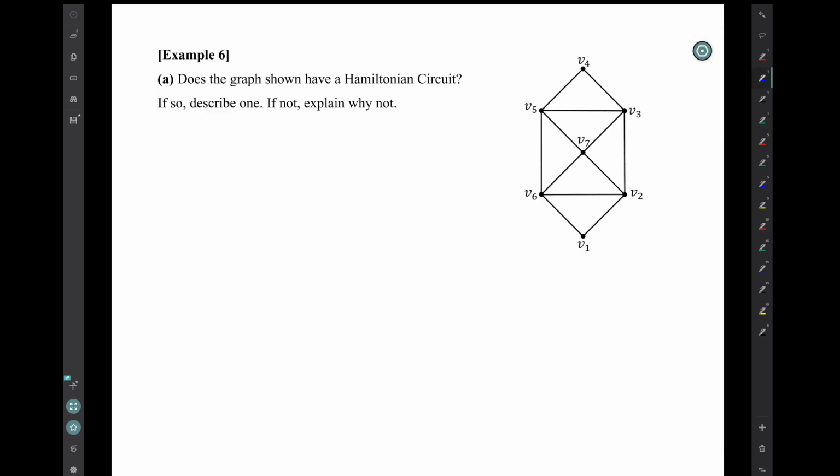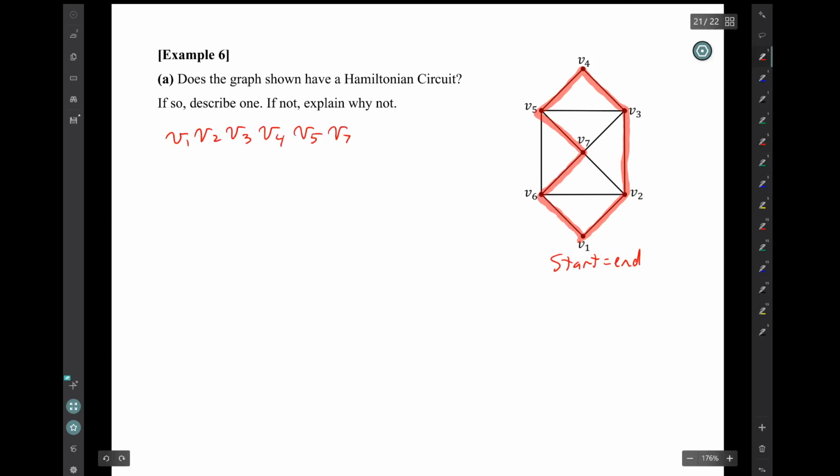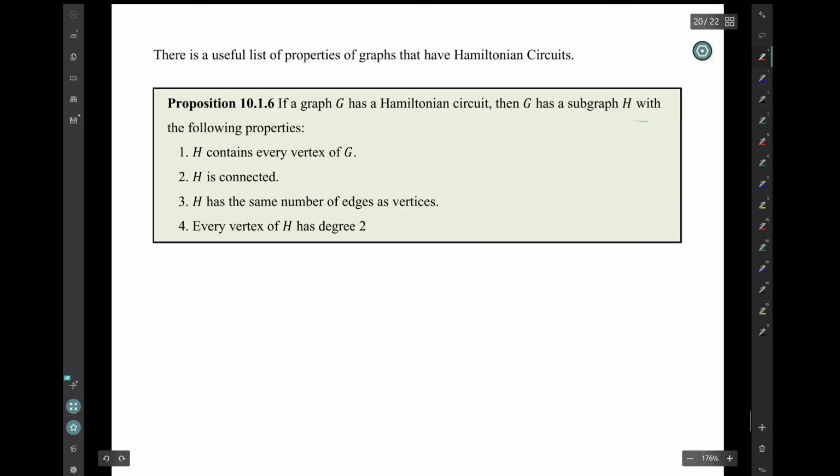Example 6a. Does this graph have a Hamiltonian circuit? If so, describe one. If not, explain why not. Well, this graph does have a Hamiltonian circuit. I'm going to highlight it. Notice that that's a subgraph that contains every vertex, is connected, has the same number of edges as vertices, and every vertex has degree 2.